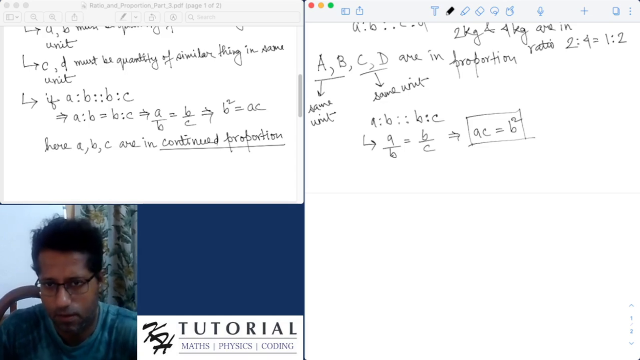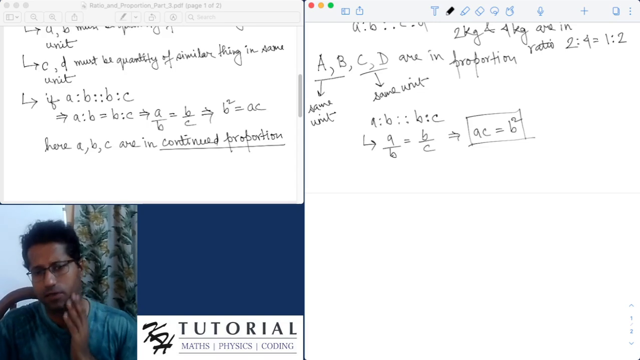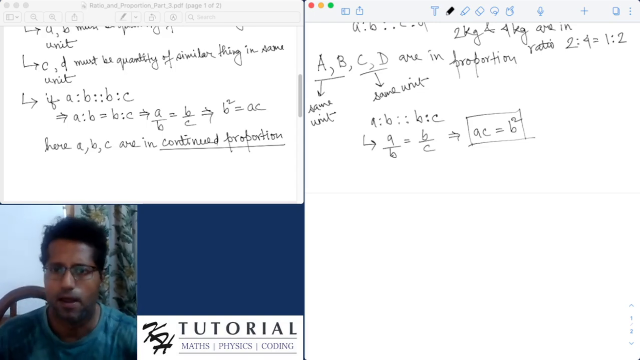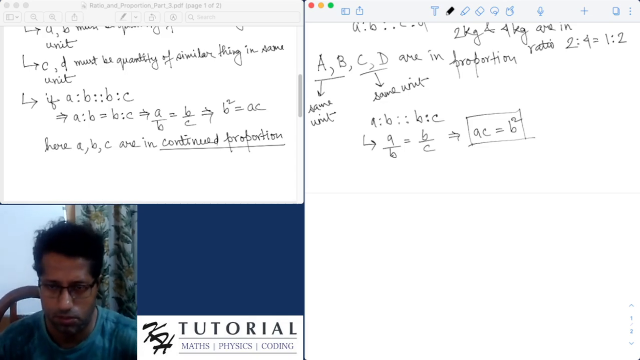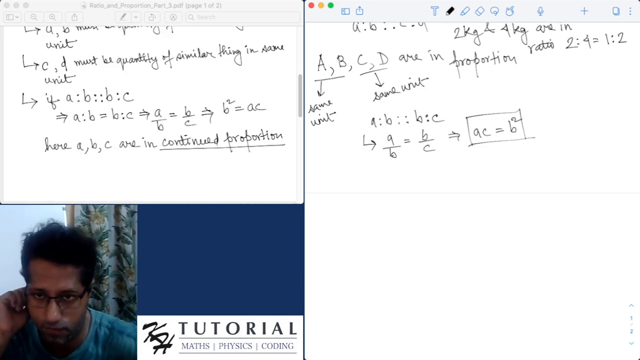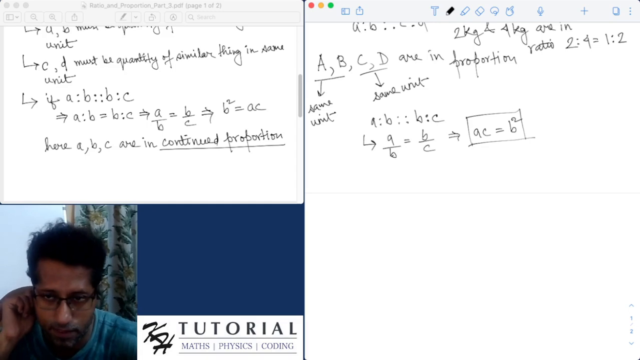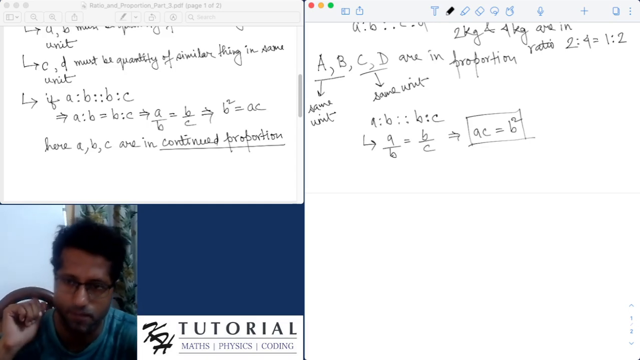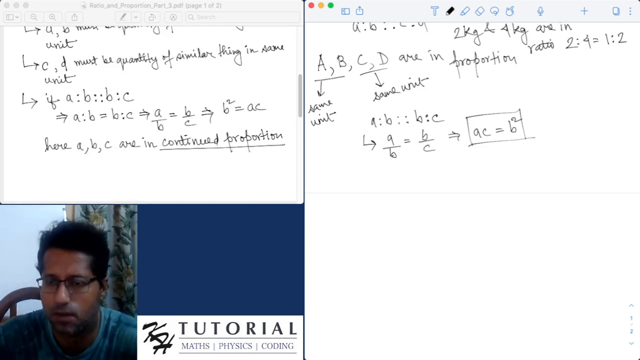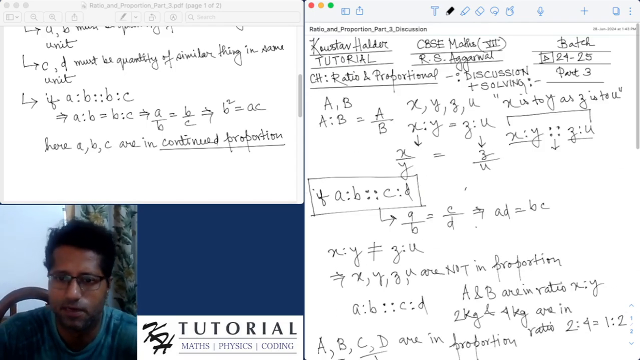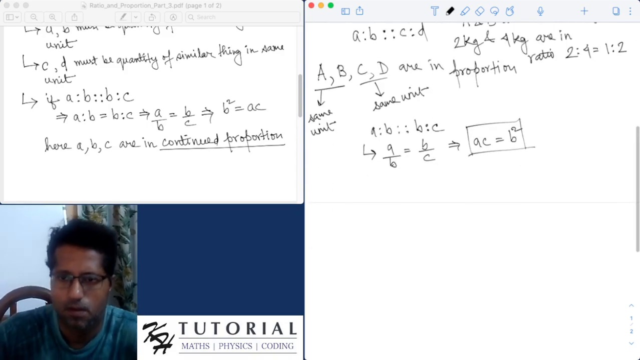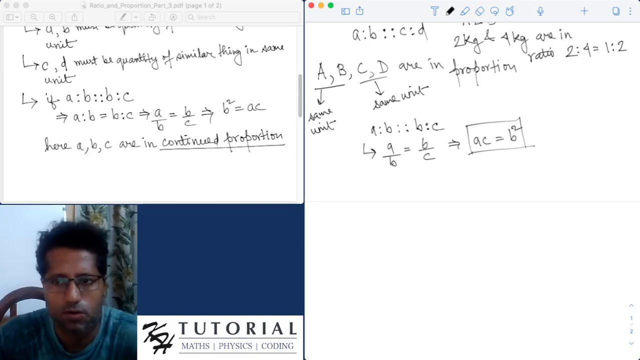If you are given a proportion where we have 3 terms, and the second term of the first ratio is the same as the first term of the second ratio, then we have 3 terms A, B, C, and A, B, C are said to be in continued proportion. Whereas in the first case A, B, C, D, they are just said to be in proportion.